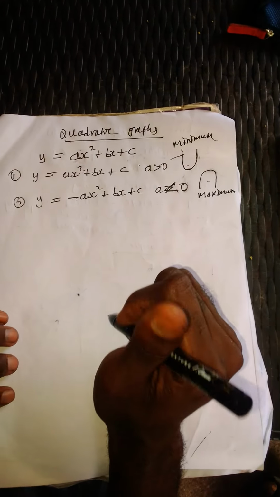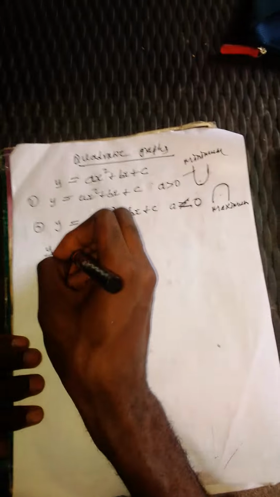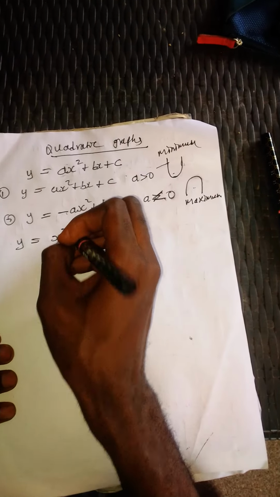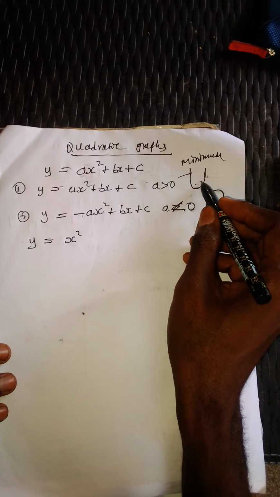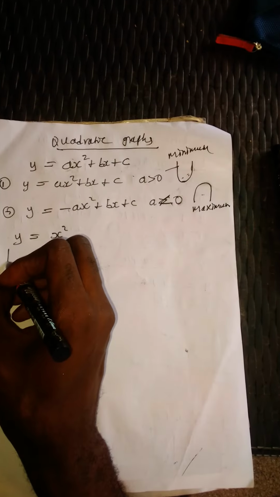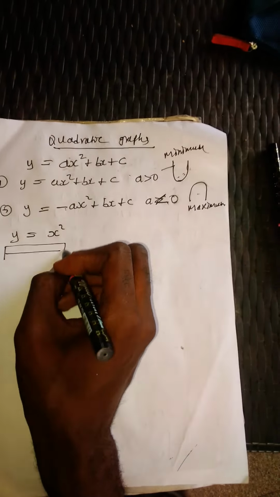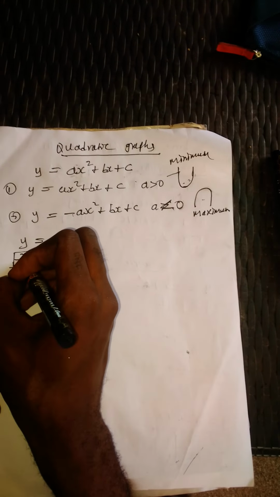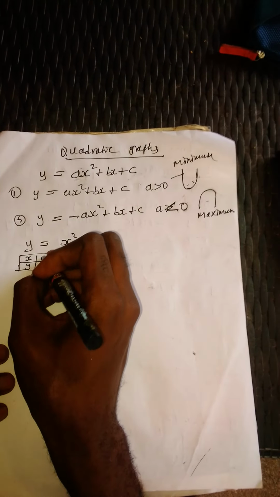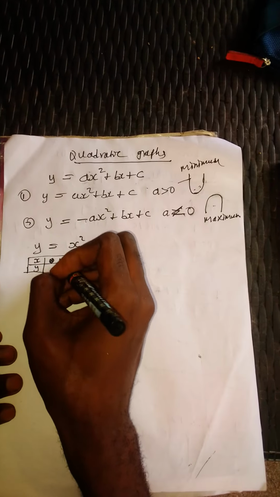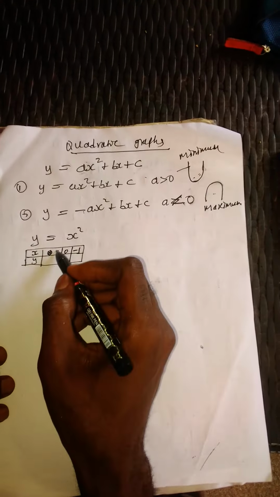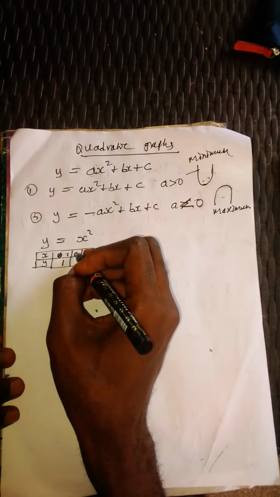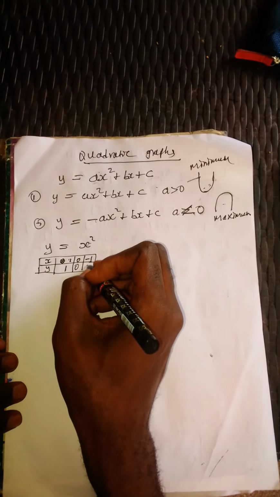But how can we verify that? Let's just take y equals x squared. Since this is positive, we are going to have a U shape, which is a cup shape. Let's just choose, since it's a curve, 3 points might be okay. Let's start with x of 1, 0, and minus 1. This might be okay. So when x is 1, y is 1. When x is 0, y is 0. When x is minus 1, y is 1.